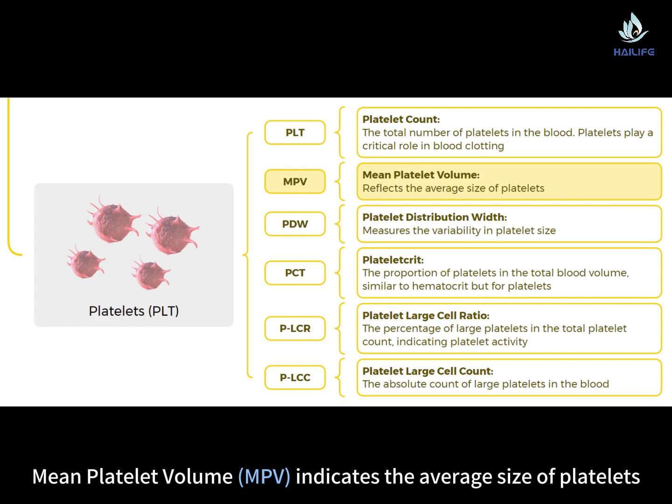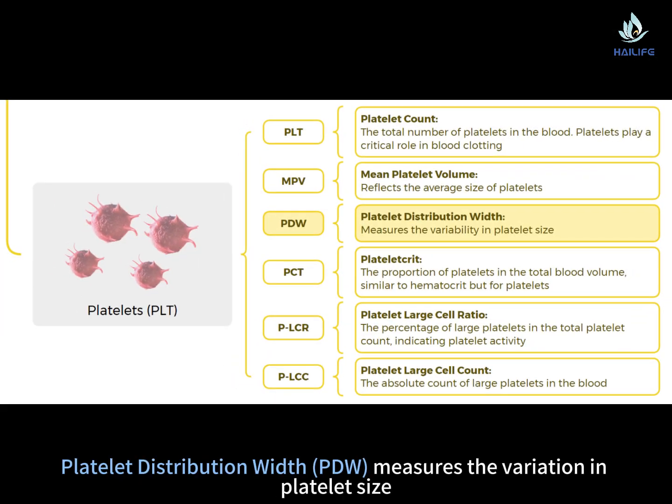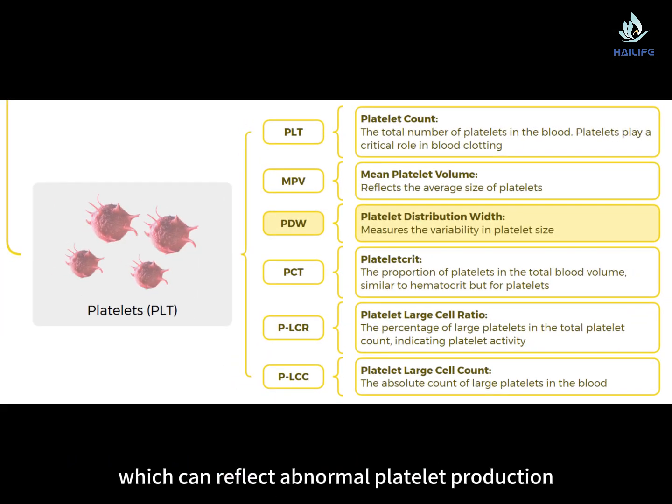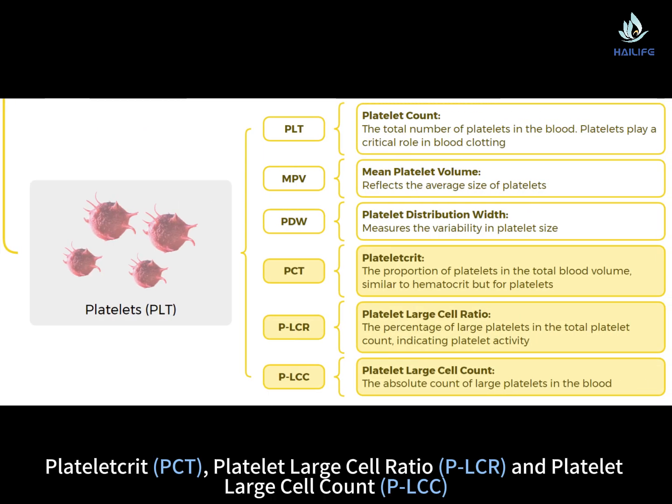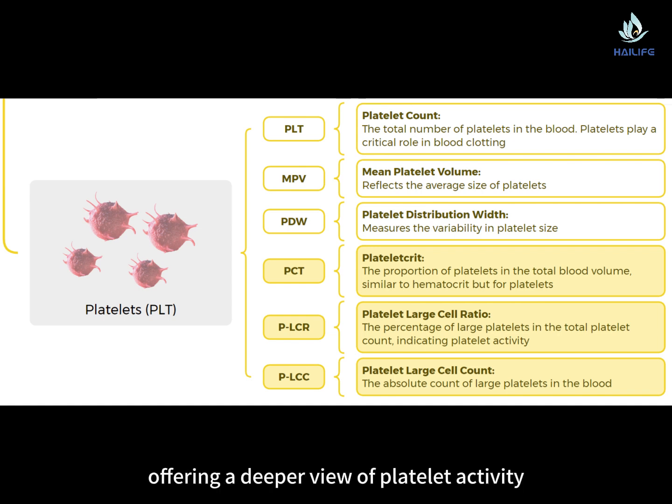Mean platelet volume indicates the average size of platelets, providing insight into platelet production and function. Platelet distribution width measures the variation in platelet size, which can reflect abnormal platelet production. Plateletcrit, P-LCR, and P-LCC further assess platelet volume, large platelet ratios, and counts, offering a deeper view of platelet activity.